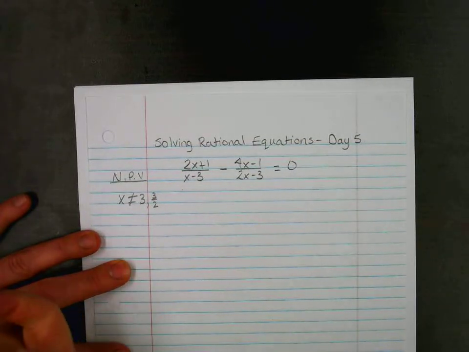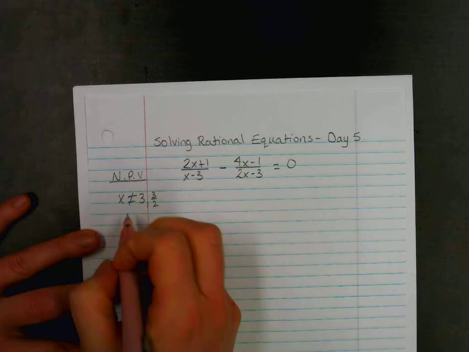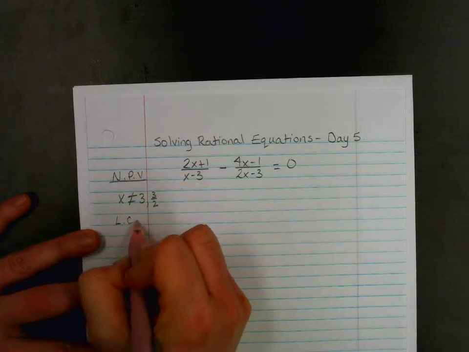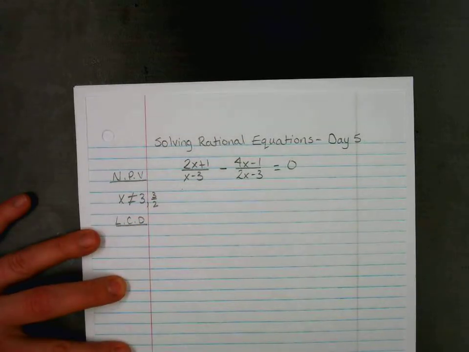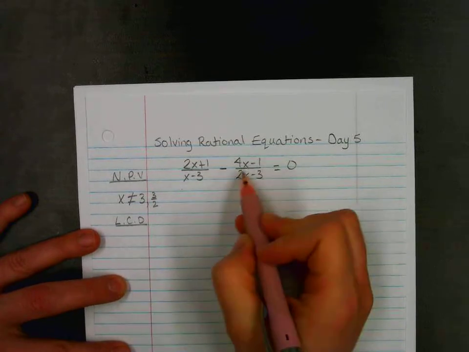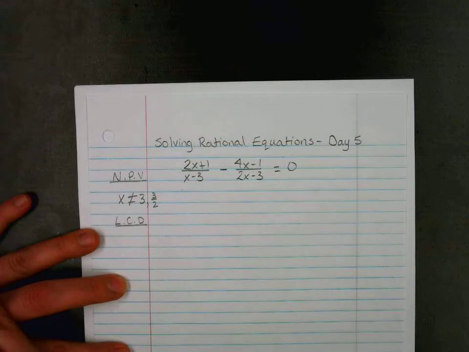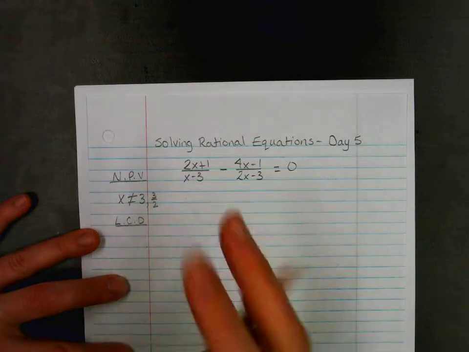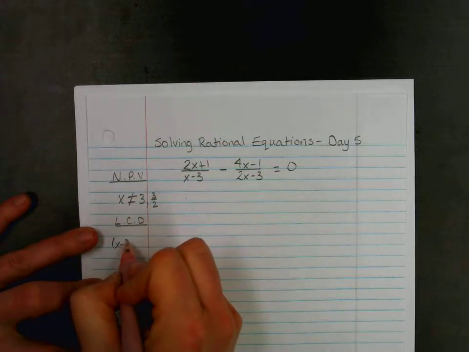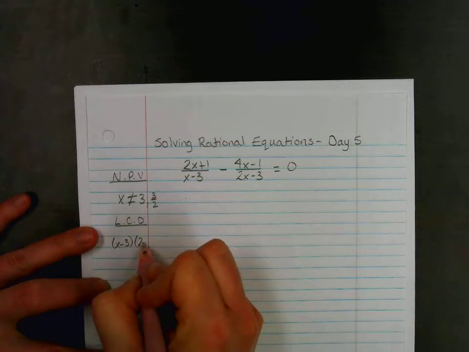All right, now I want to find my lowest common denominator. So similarly to the last question, an x minus 3 and a 2x minus 3 are completely two different factors or expressions. So I actually want to consider both of these as my lowest common denominator.